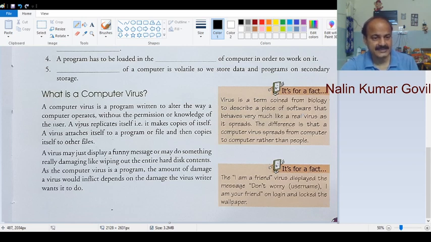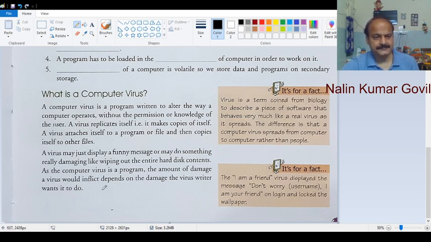Okay, so a virus may just display a funny message or may do something really damaging like wiping out the entire hard disk contents. As the computer virus is a program, the amount of damage a virus would inflict depends on the damage the virus writer wants to do.